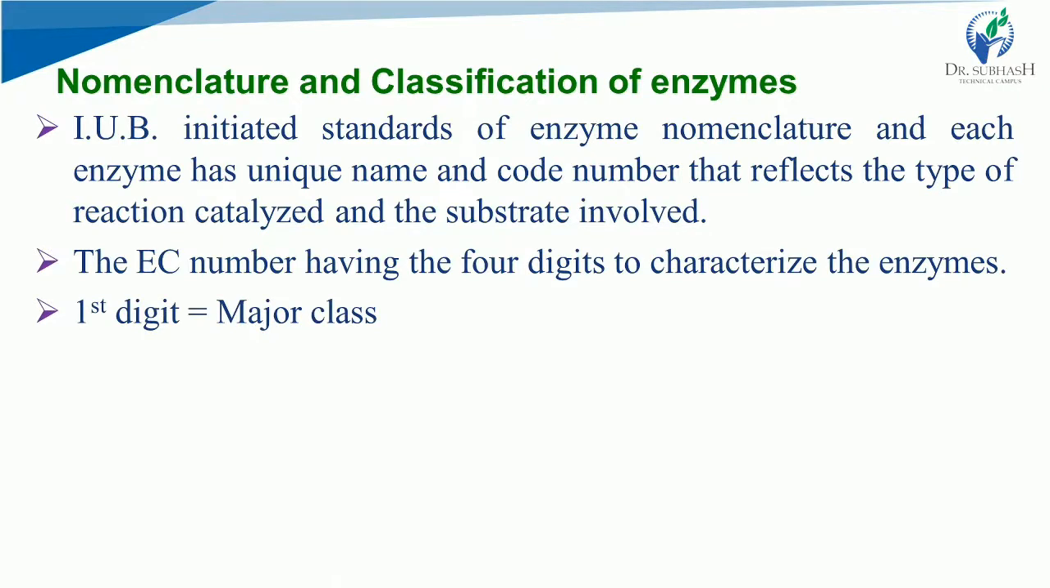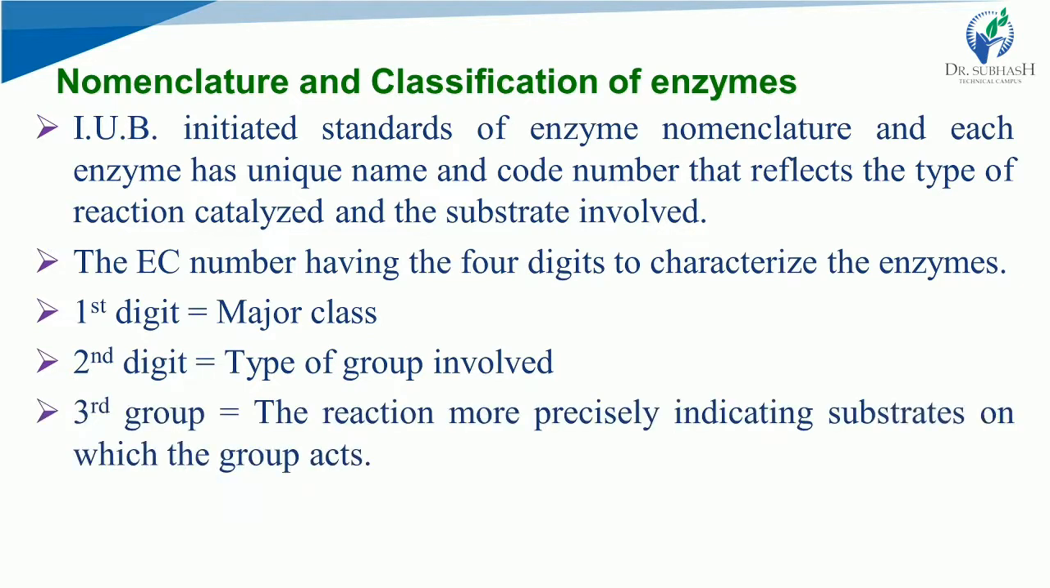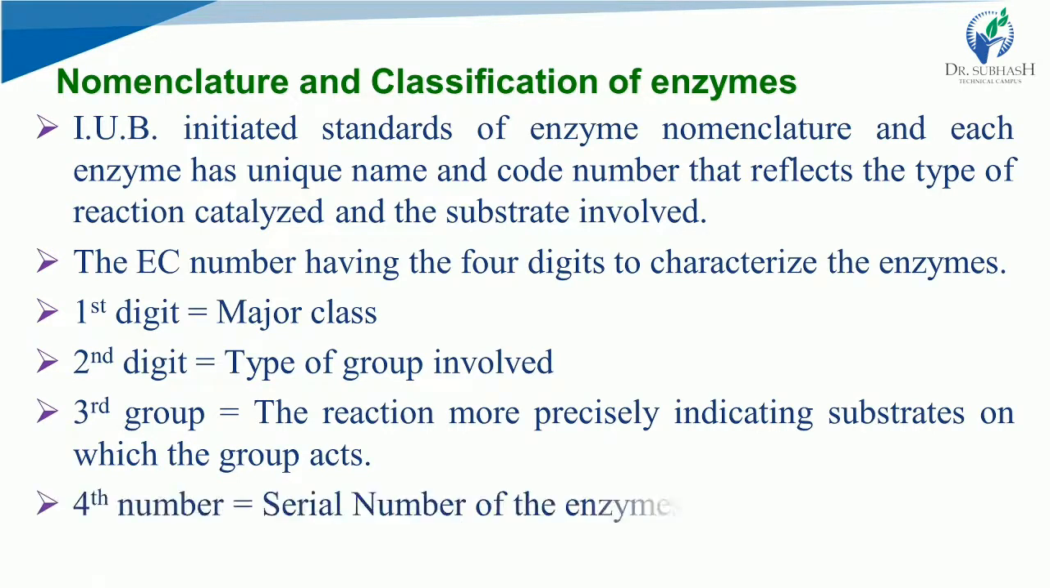The first digit in every EC number is the major class. Right. The first number will indicate the major class to which the enzyme belongs. The second number is the type of group that is involved. The third number is the reaction, more precisely indicating the substrate on which the group acts. And the fourth number, last but not the least, is the serial number of the enzyme. So you need to remember this: first digit, second digit, third digit. It is just like IUPAC classification, right?